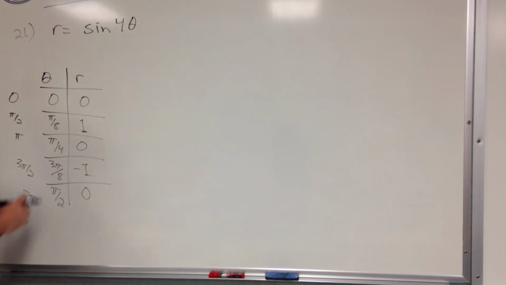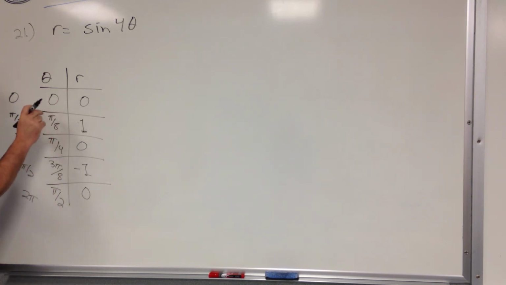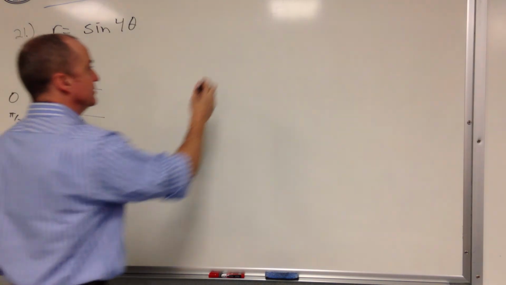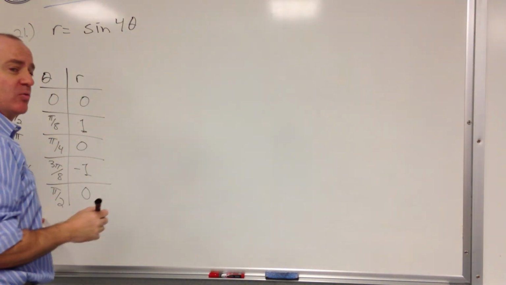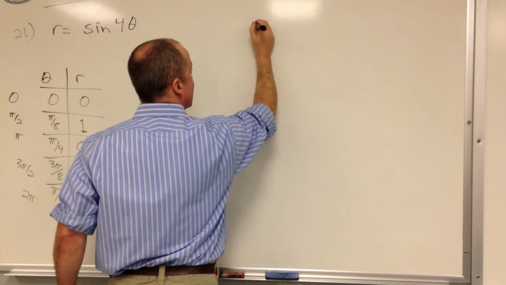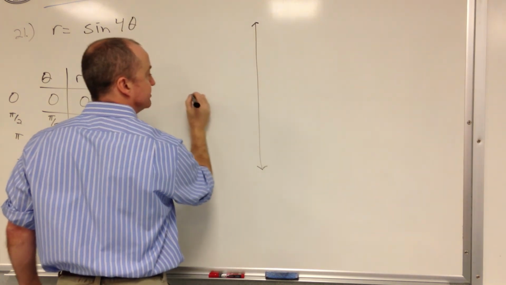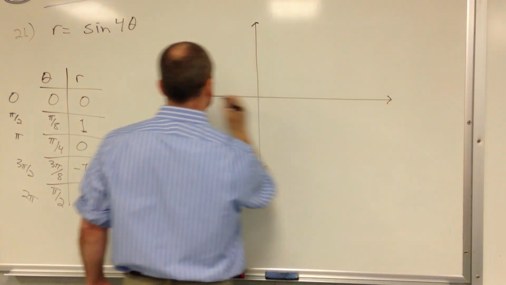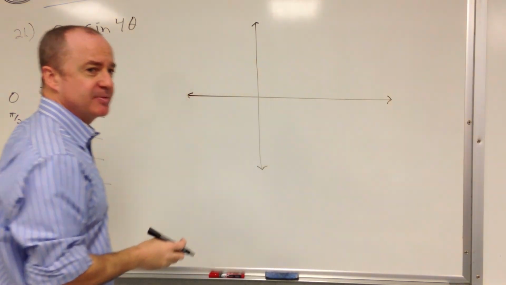Now the thing to remember is, we used pi over 2, pi, 3 pi over 2, and 2 pi to find the values, but these angles are still pi over 8, which is 22.5 degrees. It's half of 45 degrees. We've only looked at quadrant 1, so we're going to be assuming a lot of symmetry here. There's going to be 8 petals, right? Yeah, it's going to be 8 petals evenly spaced.